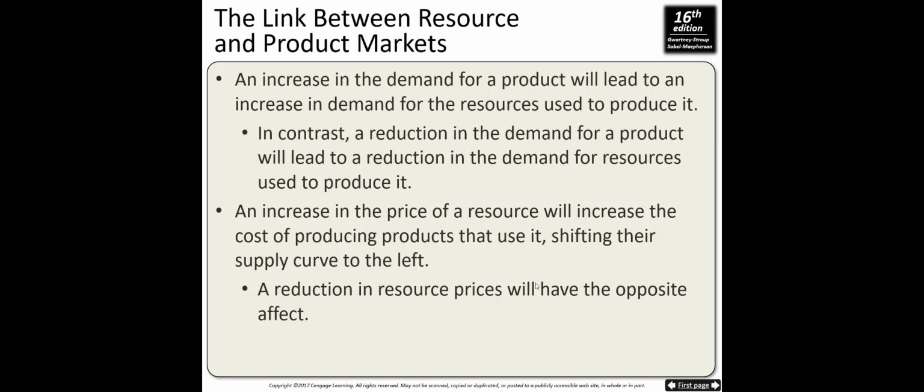In contrast, a reduction in the demand for a product will lead to a reduction in the demand for resources used to produce it. And also, an increase in the price of a resource will increase the cost of producing products that use it, shifting their supply curve to the left. And when there is a shift of the supply curve to the left, there is going to be a reduction in the supply of the product, and therefore the price of that product or service is going to increase in the market, and there are going to be fewer goods and services produced in the market. A reduction in resource prices will have the opposite effect.